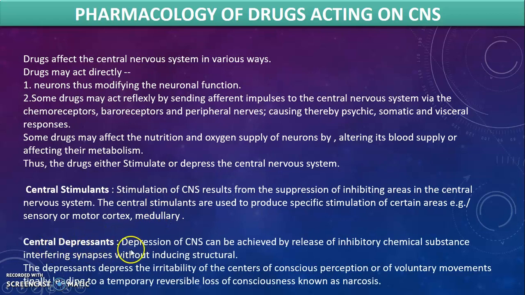Then the second one is the central depressant. Depression of the central nervous system can be achieved by releasing the inhibitory function of the chemical substances, interfering with the synapse without affecting the structure. The depressant depresses the irritability of the centers of conscious perception or of voluntary movements, finally leading to temporary reversible loss of consciousness, known as narcosis.